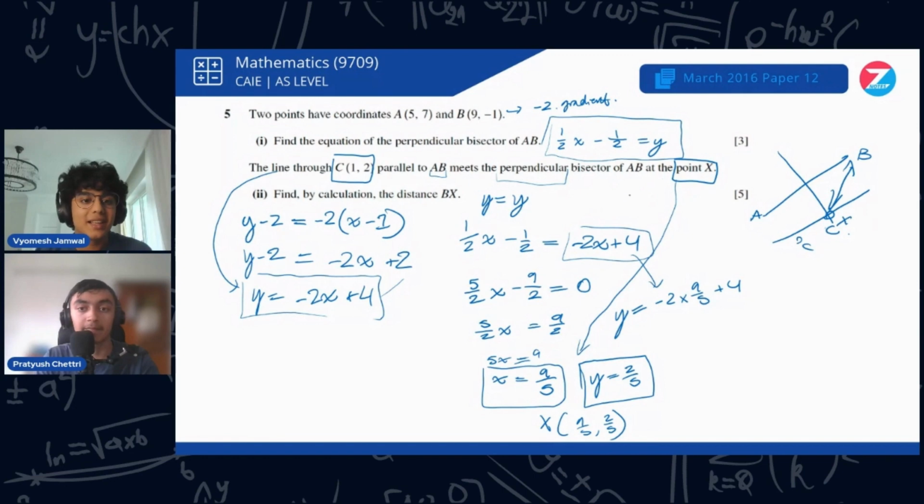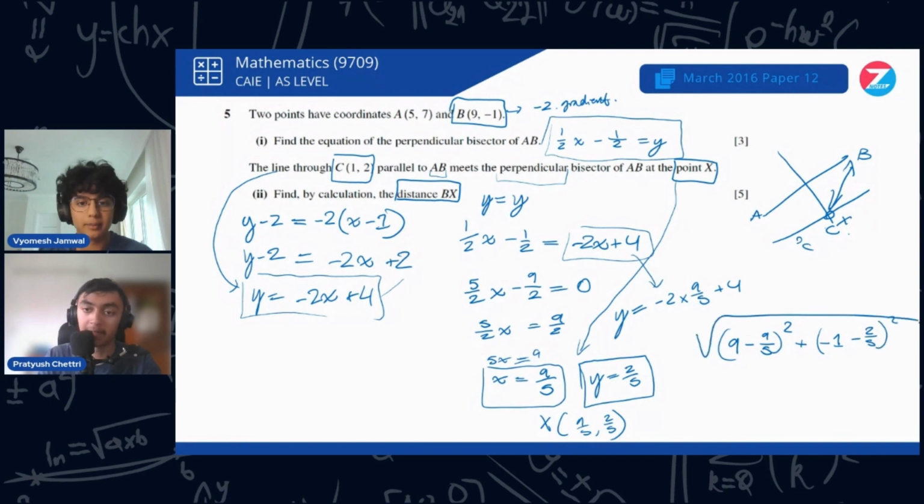The question is to find the distance bx. Remember, always look at the question. You don't want to miss that out. The distance bx, we're talking about that, right? We've gotten the point b, we've gotten the point x. We use the distance formula, which is the square root of x2 minus x1 squared plus y2 minus y1 squared. Minus 1? That'd be minus 1 minus 2 upon 5 squared. And then square root that entire thing. Let me type that into my calculator.